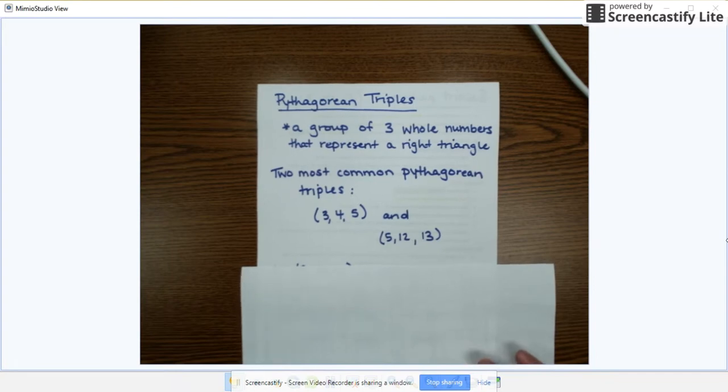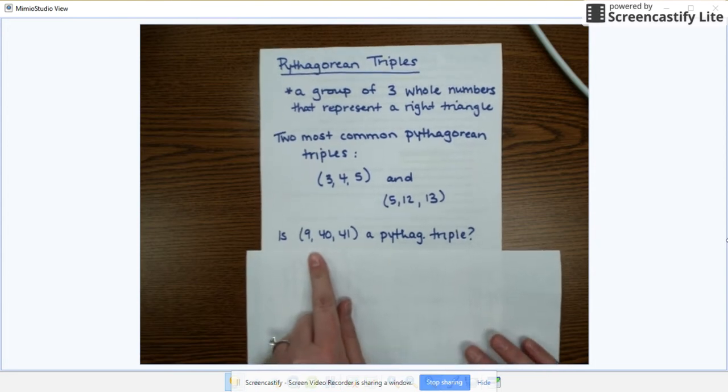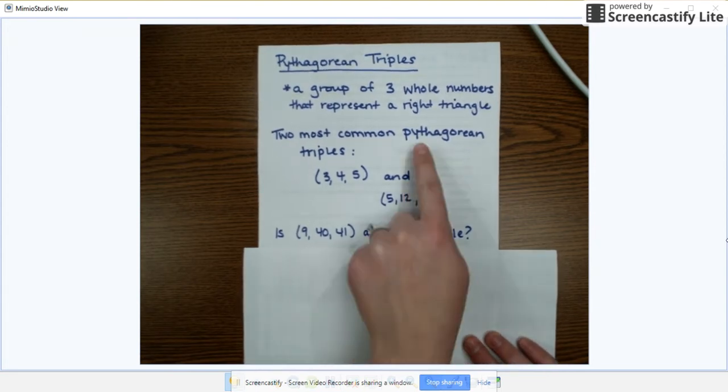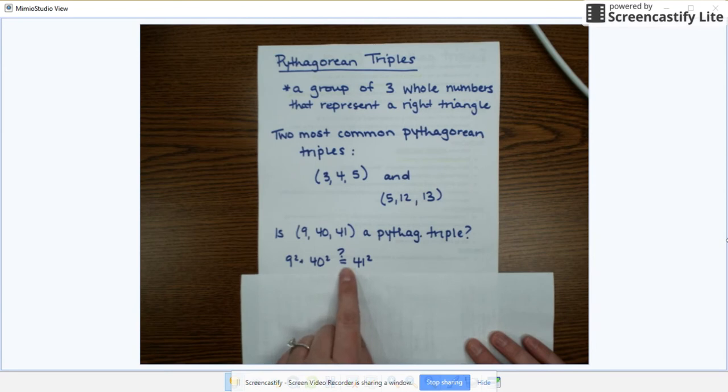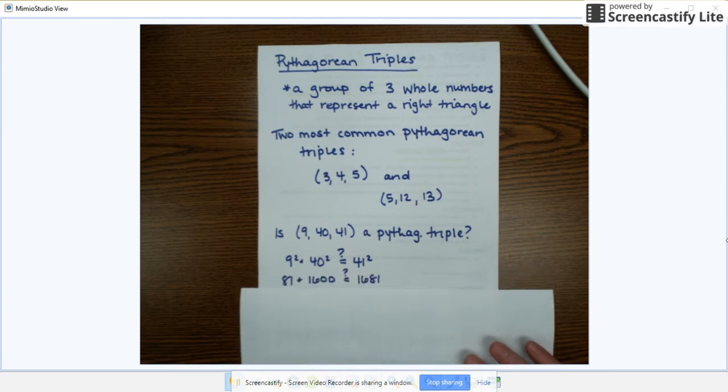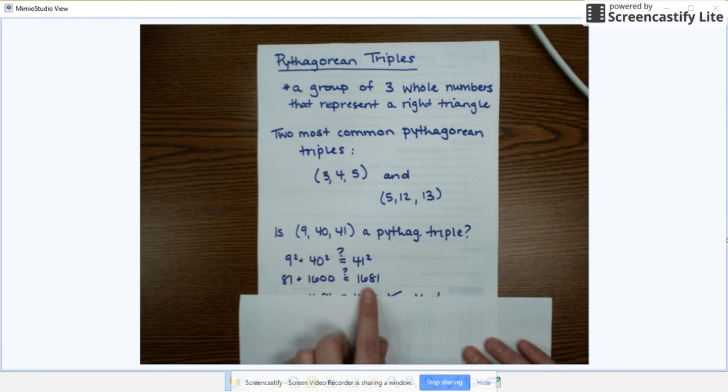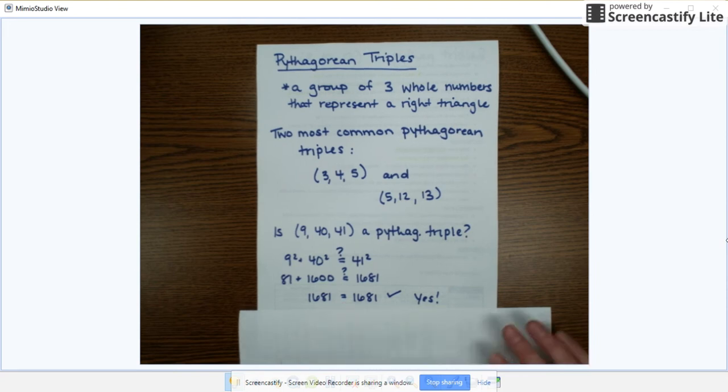Now I'm going to give you a triple, and we have to decide, is it a Pythagorean triple? 9, 40, and 41. Well, to test whether it's a right triangle, remember we have the Pythagorean theorem that we can plug things into. So imagine this as A, B, and C. Remember, your C, or your hypotenuse, has to be the longest side. So we would have 9 squared plus 40 squared. We're wondering, does it equal 41 squared? Well, that'd be 81, 1600, and 41 squared is 1681. If you add them together, you do get that they are equivalent. So yes, it is a Pythagorean triple.